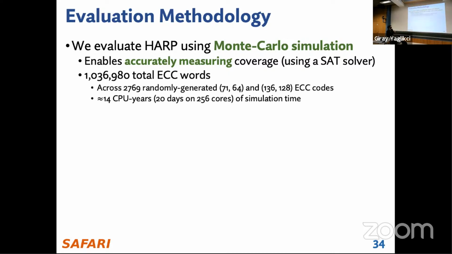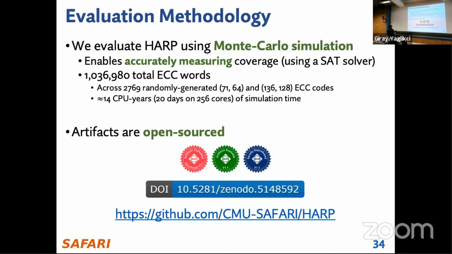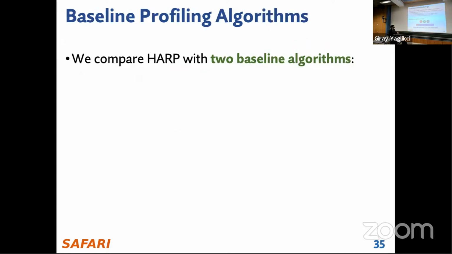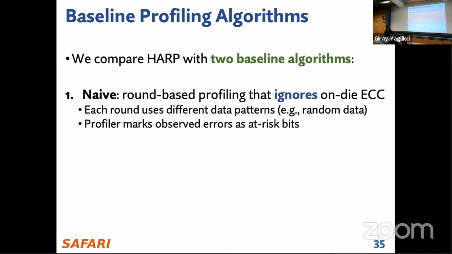So we perform simulation, and we simulate a large number of representative ECC words. Our artifacts, which represent essentially the simulator, are open source on these websites. We compare against two different baseline profiling algorithms. The first is what we refer to as naive, which is just one of these round-based profilers that completely ignores the possibility of on-die ECC. It treats the memory chip as if on-die ECC does not exist. Here, every round of profiling uses a different data pattern, for example random data, and then the profiler marks any observed bits at risk of error.